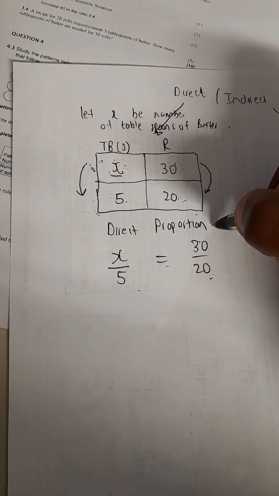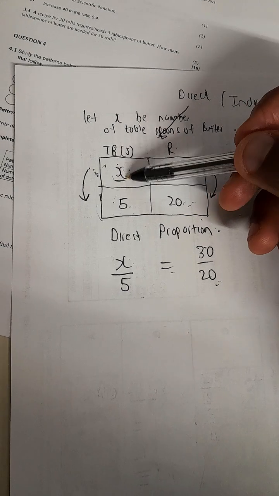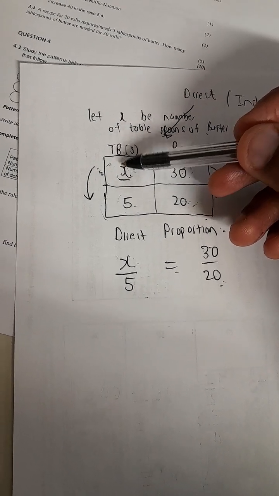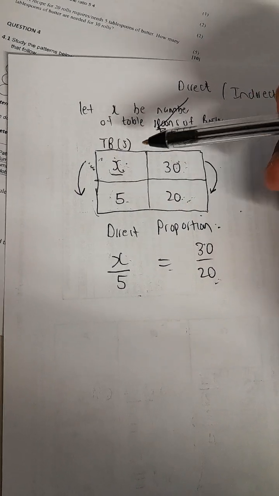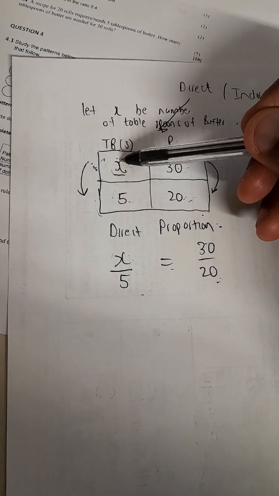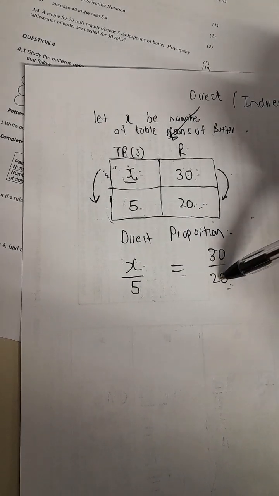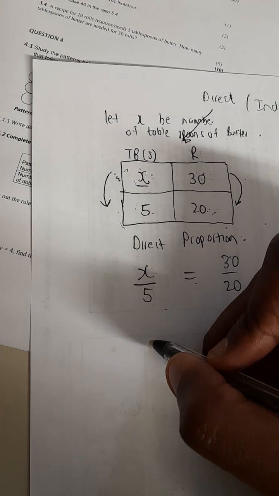So whenever it's direct proportion, please make sure that your unknown first and foremost is on the top left hand corner. This is for both direct or indirect proportion. Whatever you want to find, write it at the top at the left. x over 5 is equal to 30 over 20. Then I solve for x.